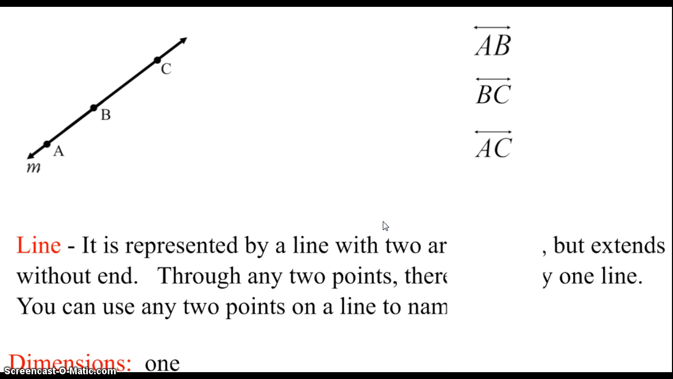You'll see in your textbook that they sometimes put a cursive letter. This is another way to label the line, but you can't just use M. You can write it out formally and say line M, but you need the word line if you're going to use that method.